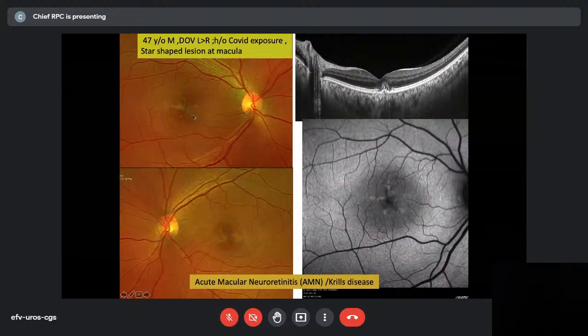So the typical petaloid appearance you get with the CME, Irvine-Gass syndrome, or this. Actually, acute macular neuroretinitis. We searched the literature. So probably it's acute macular neuroretinitis. If the picture is akin to this, you get a petaloid appearance, and the outer retina is affected. The most important layer to get affected is the photoreceptors. AMN or PAM are of the same family. AMN is a deeper form of PAM. So what you get is photoreceptor affection. The photoreceptors get severely affected, and you may actually lose vision because of that.